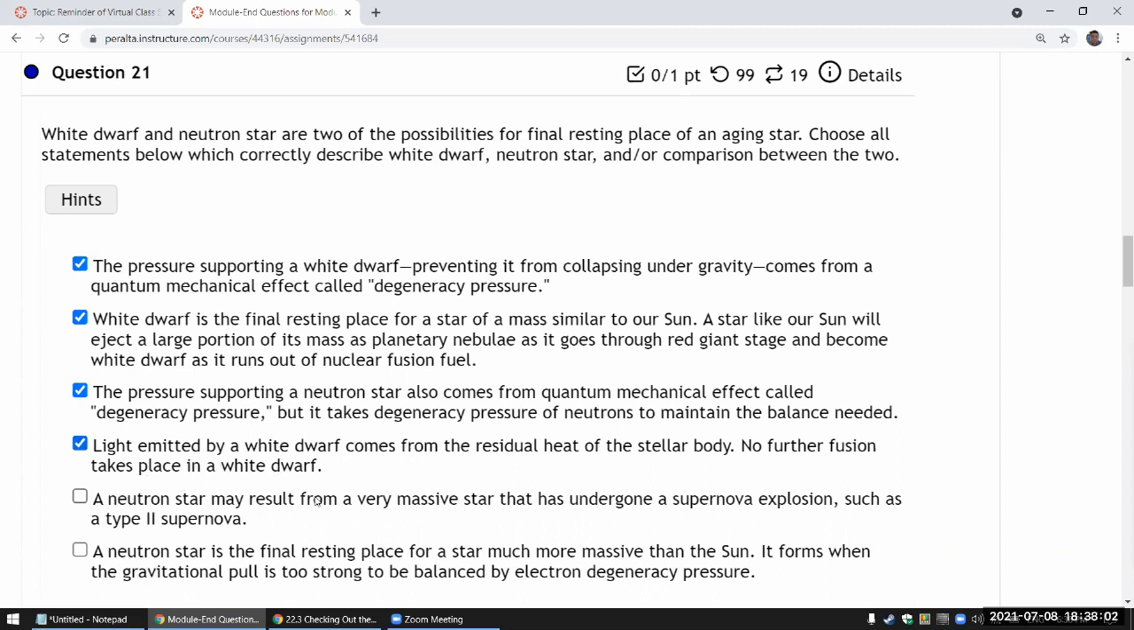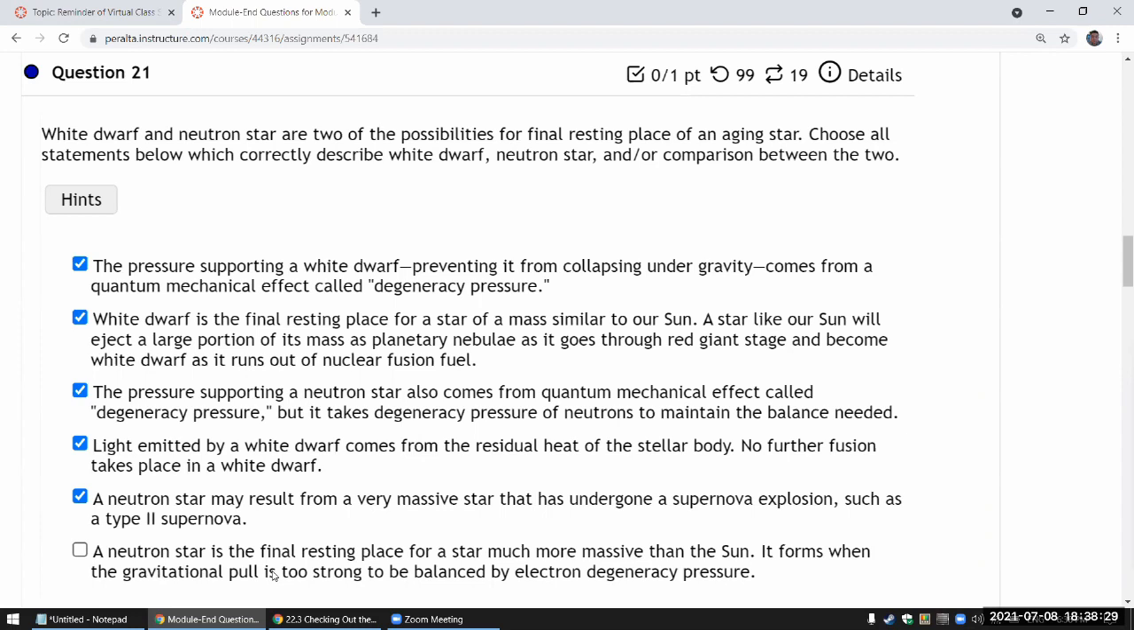Neutron star may result from a very massive star that has undergone a supernova explosion, such as a type 2 supernova. Yeah, that's right. I think the textbook describes the process of first there's a core collapse and then there's rebounding, and it sounds all very fancy, and I trust the people who do the calculation, and I'll just leave that there. Did I just check everything so far? Let me look at the last one.